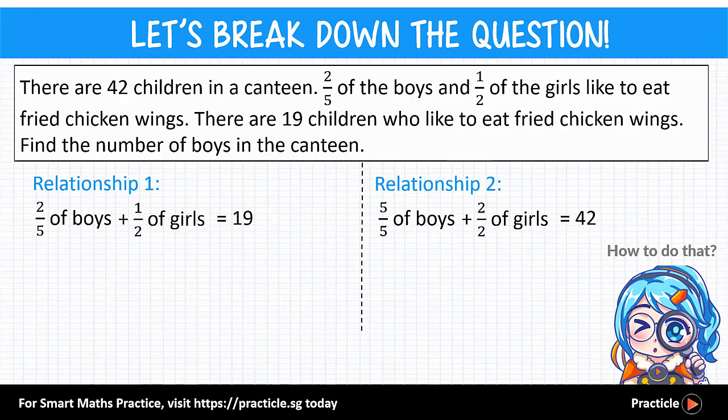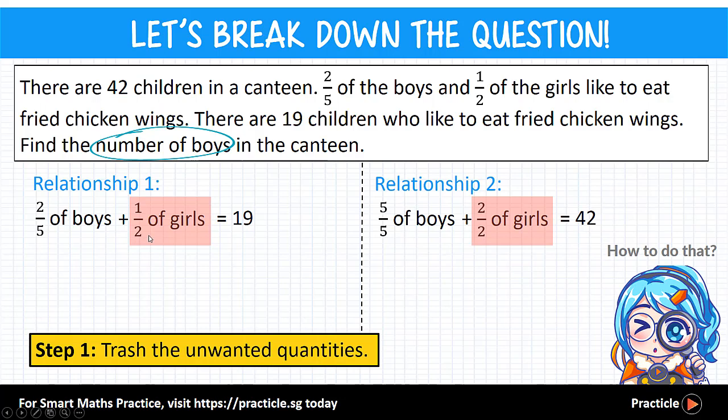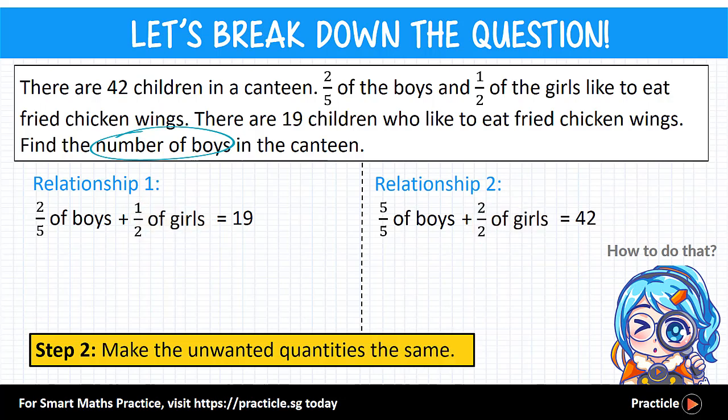Let's see what we have here. We have two types of quantities, okay, boys and girls. And since the question is asking us for the number of boys, we don't really want to know the number of girls, correct? So let's get rid of the girls. But the question is, how do we do that? Well, in order to do that, we have to make the number of unwanted items the same. So let's make use of a common multiple.